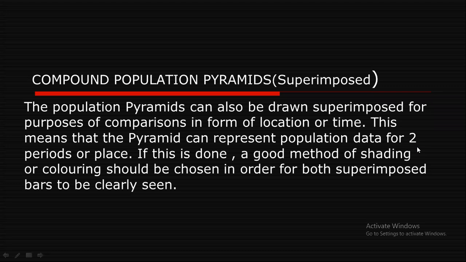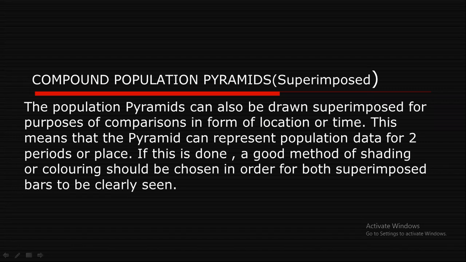Now this is not common, and you have not done it like the others. A number of students can do the pyramids because you did them at ordinary level. However, the compound population pyramids are not common at ordinary level, and at this level we have them. These population pyramids can be drawn when they are superimposed for purposes of comparison in the form of location or sometimes time. This means that the pyramid can represent population data for 2 periods or places. And if this is done, a good method for shading or coloring should be chosen in order for both superimposed bars to be clearly shown.